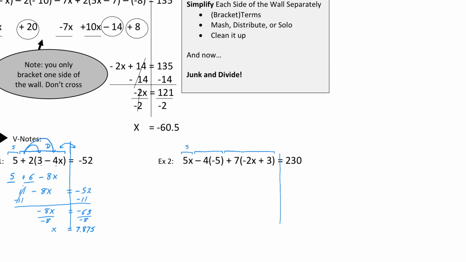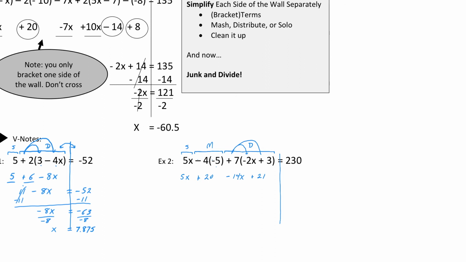First term is a solo artist, bring them down, 5x. Second term is a mash. 2 negatives makes it positive, 20. Third one's a distribute. We're distributing a positive 7 to the first person, negative 14x. And to the second one, positive 21.